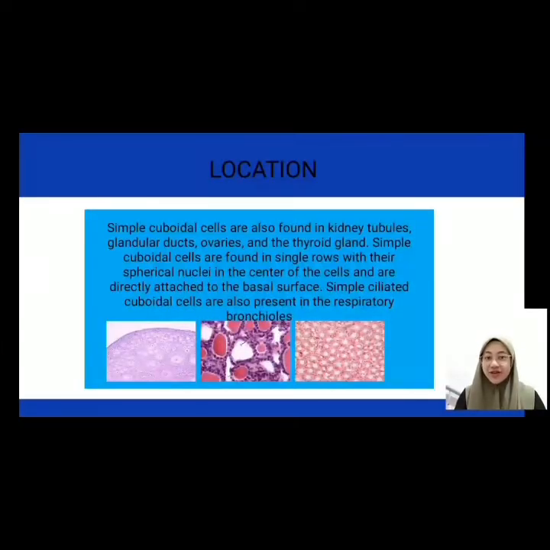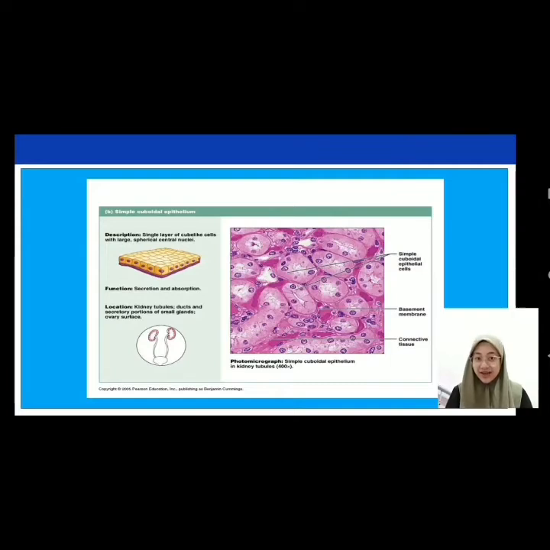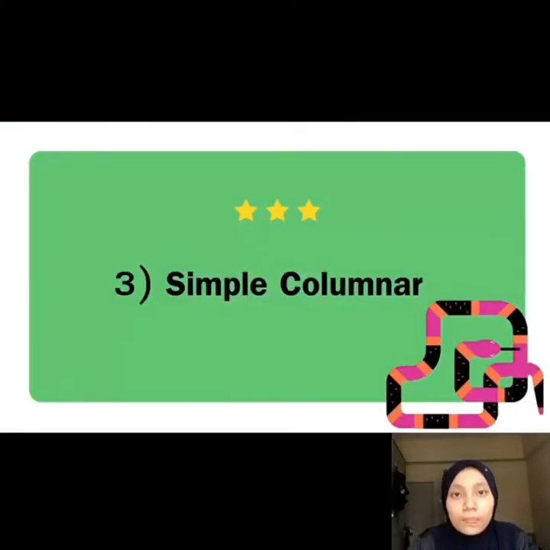Besides that, for the location, simple cuboidal epithelium cells can also be found in kidney tubules, glandular ducts, ovaries, and the thyroid gland. And here I also attach a summary of simple cuboidal epithelium, which is the description, function, location, and so on. So, what is a simple columnar epithelium?